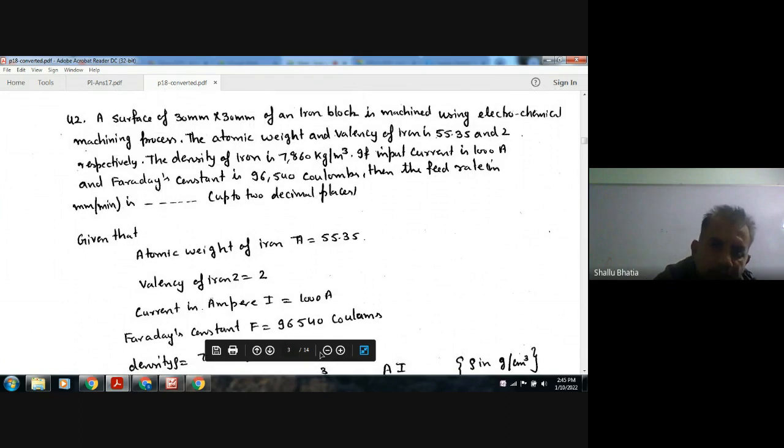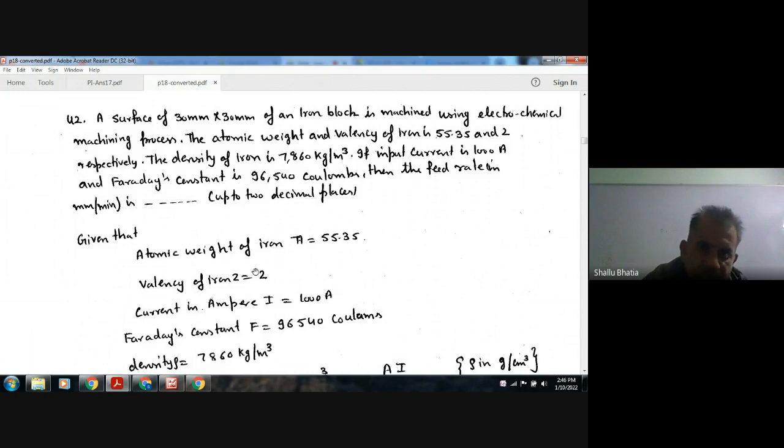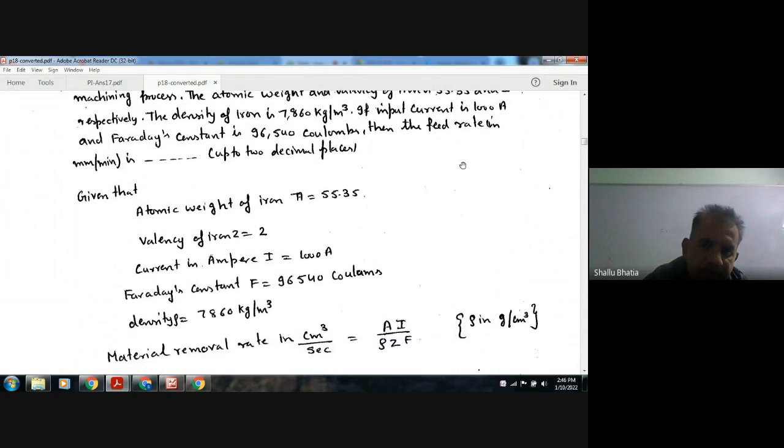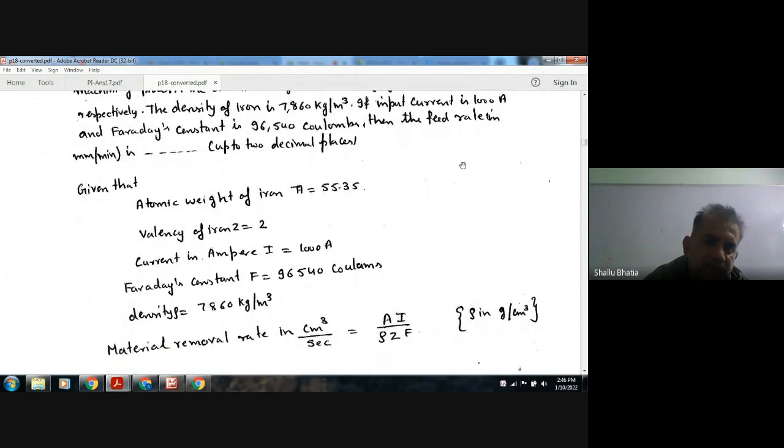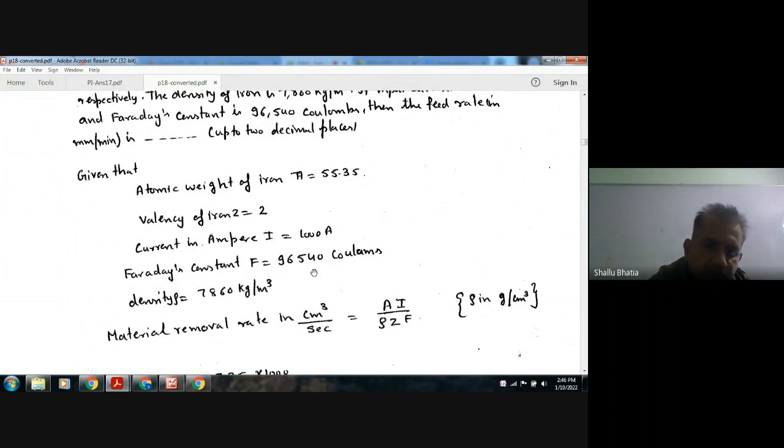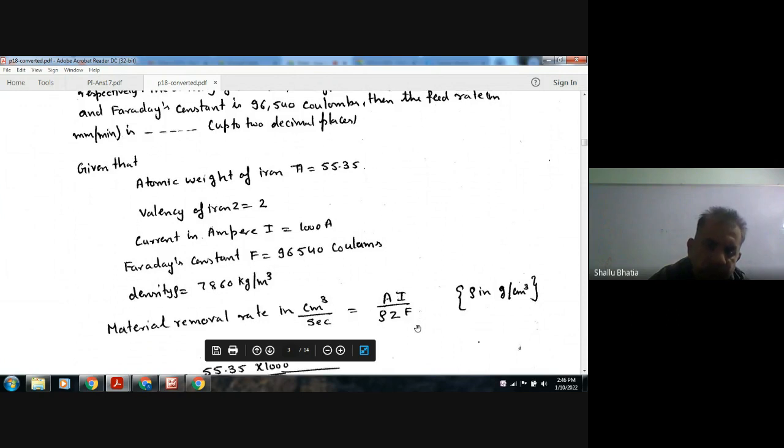The atomic weight of the iron is 55.85, and valency is 2. The current is given as 1000 amperes. Density of iron is 7860 and Faraday's constant is 96540. Now, using the formula for metal removal rate in electrochemical machining, which is AI by rho ZF, and putting various values.